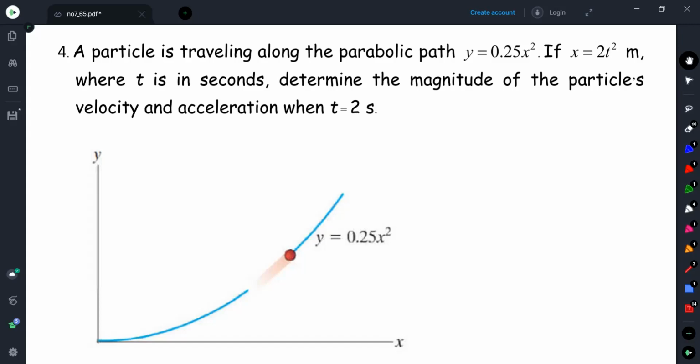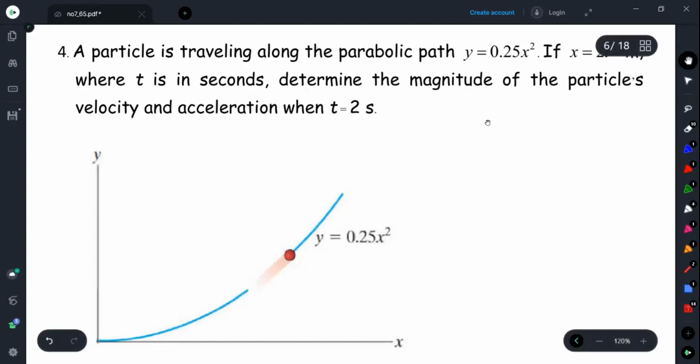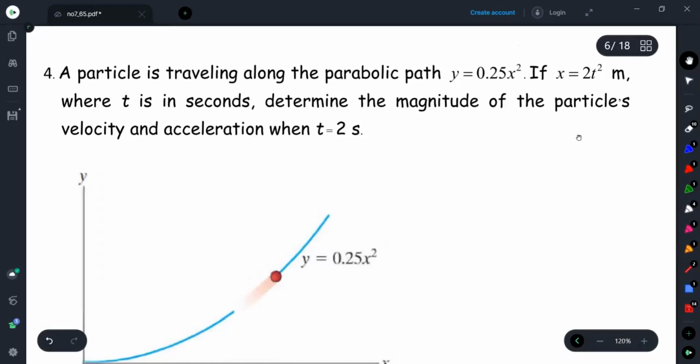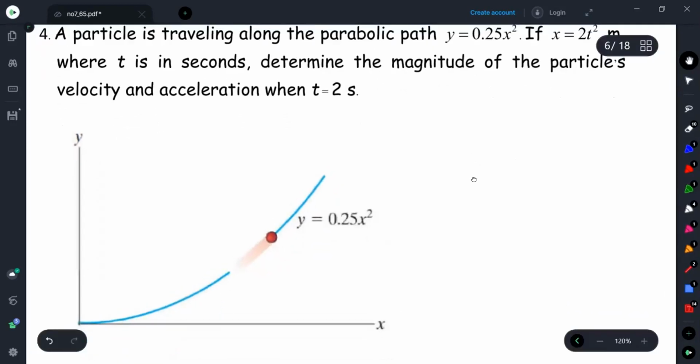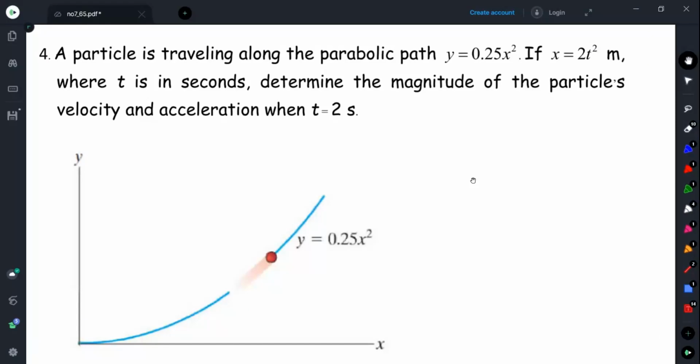Okay, for this problem, a particle is traveling along a parabolic path. We know the path already: y equals 0.25 x squared, and x equals 2t squared meters, where t is time in seconds. We would like to determine the magnitude of the particle's velocity and acceleration when time equals 2 seconds.